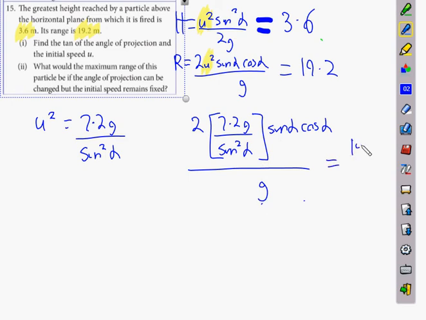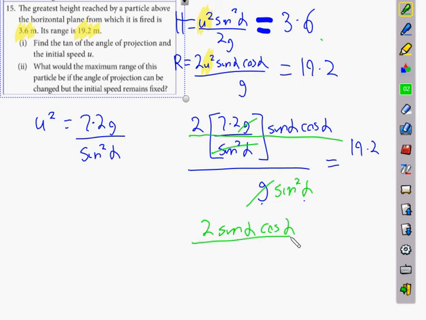multiplied by sine alpha cos alpha all over g equals 19.2. Looking at the two of these, the g's will cancel. You can move this sine squared alpha to the bottom beside the g if you want, because they're both being divided into everything on the top line, so to speak. Now, what we're going to have next is 2 sine alpha cos alpha divided by sine alpha equals, where did my 7.2 go? That's still there, isn't it? So it's 14.4.